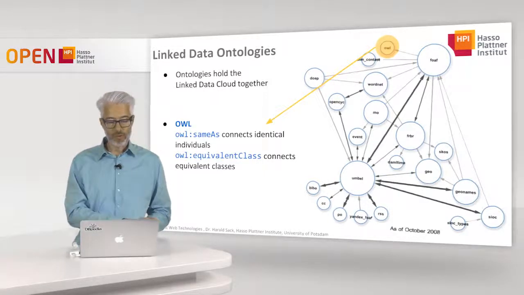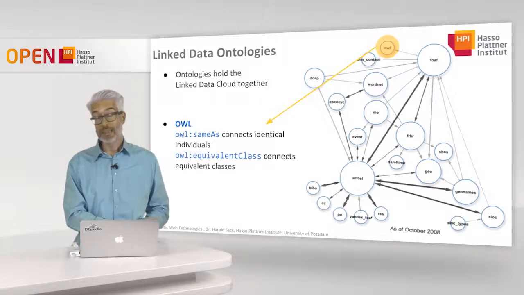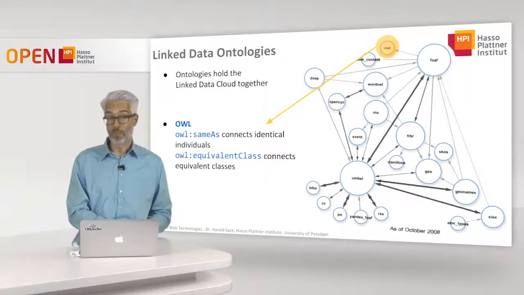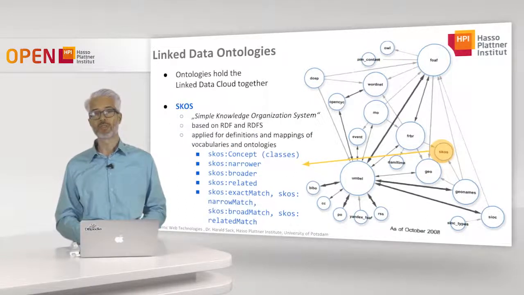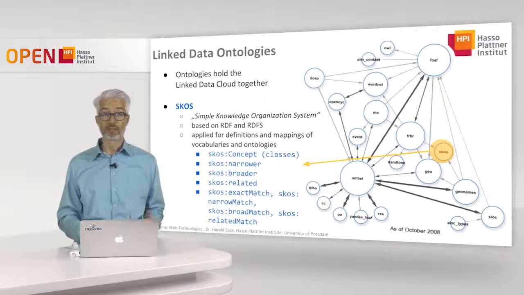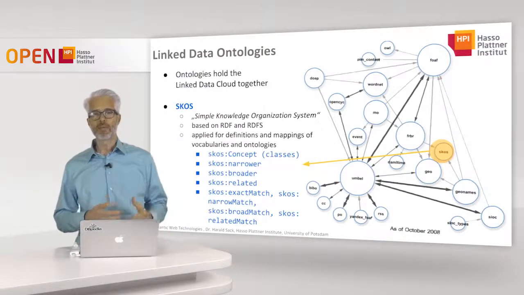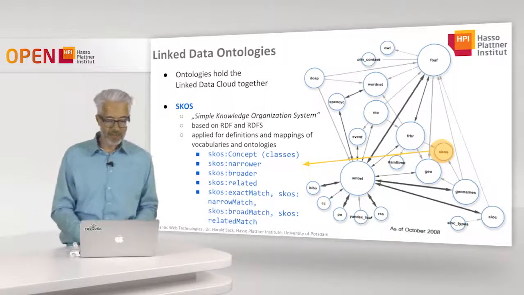But sometimes, of course, individuals are not necessarily identical, but somehow related in another way to each other. Some classes are not really identical because some of them might be broader or narrower if you compare them with each other. Therefore, you need additional vocabulary. And here the most prominent vocabulary that you can use is the so-called SKOS vocabulary. SKOS is the abbreviation for Simple Knowledge Organization System. It's based on RDF and RDFS, and it's usually used to link vocabularies together, to make mappings between vocabularies and ontologies.